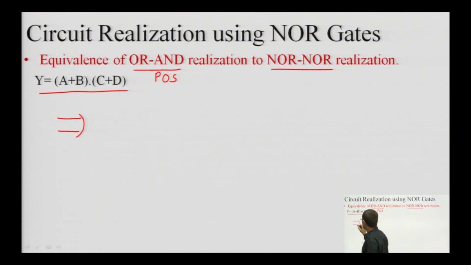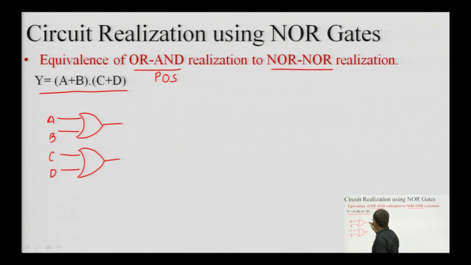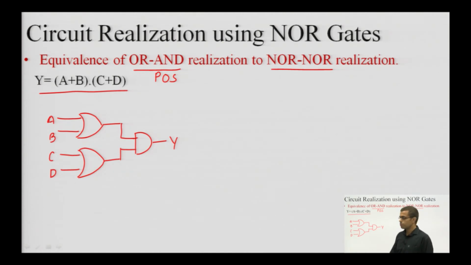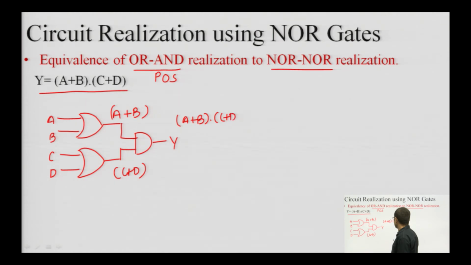this A plus B is your sum A, B, again C and D, and both have to be multiplied. So, I am using a AND gate. So, this is a basic gate level structure of this POS expression. So, this is your A plus B and this is your C plus D, and this generates A plus B dot C plus D.